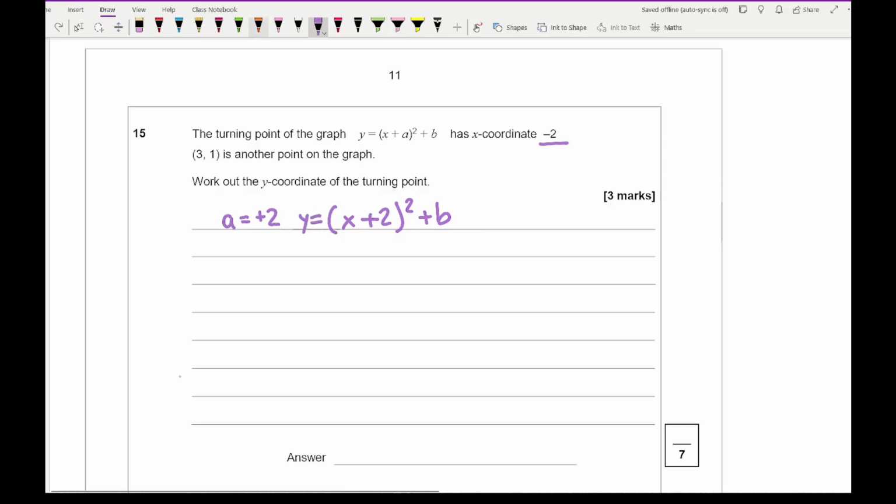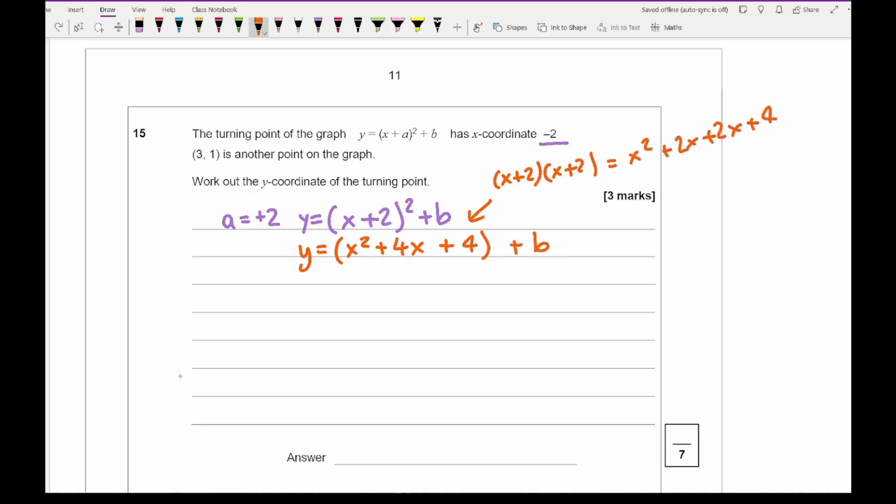So then if I expand this out, I end up with y equals x squared plus 4x plus 4 plus b. And the reason why I've got this is because x plus 2 times x plus 2 gives me x squared plus 2x plus 2x plus 4, which ultimately will give me what I've got in the brackets.